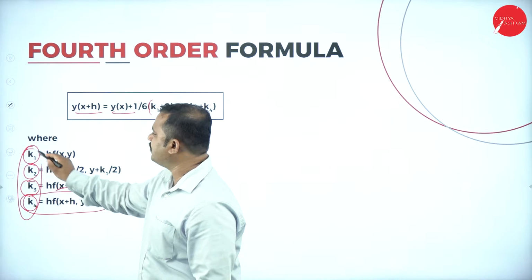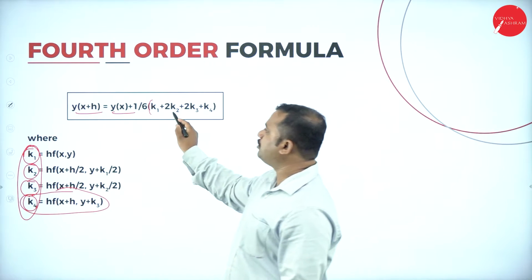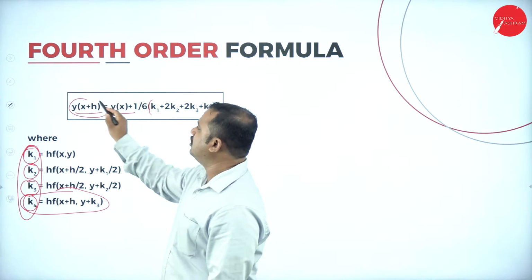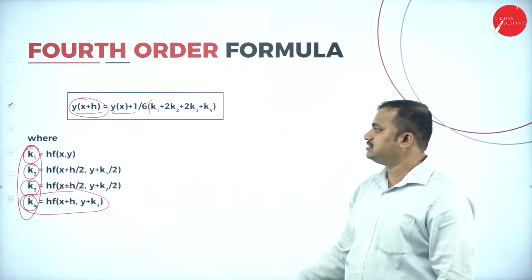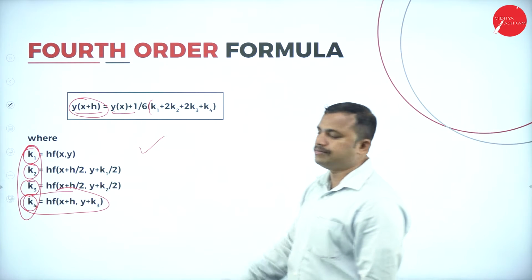After finding this k1, k2, k3, k4, we will substitute into this equation to get the value of y using the Runge-Kutta fourth order method. If that is the case, this is the formula for the fourth order method.